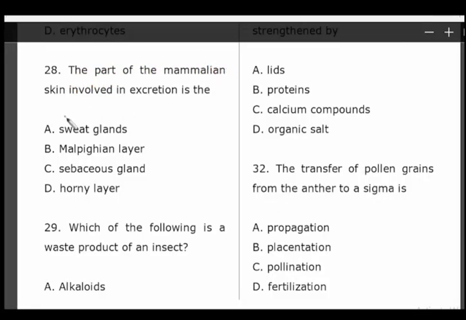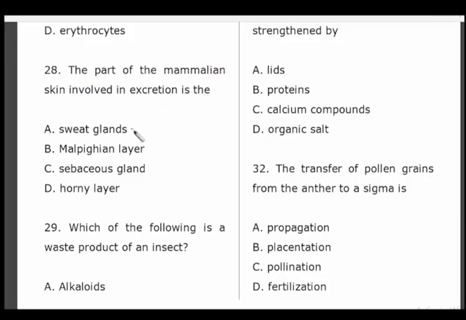And then question 28. The part of the mammalian skin involved in excretion is the A. Sweat gland, B. Malpighian layer, C. Sebaceous gland, and D. Horny layer. Now we need to understand what the functions of each of these are. What do we mean by the sweat gland? Sweat gland is actually responsible for storing sweat. It helps to store sweat until there is a need for it to be excreted from the body.